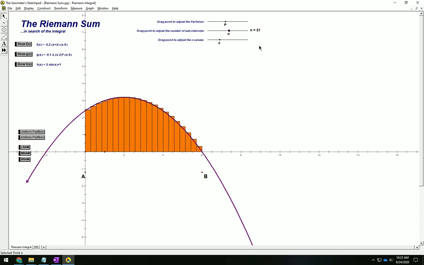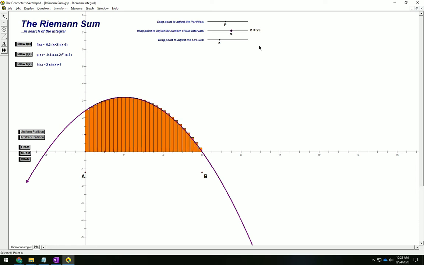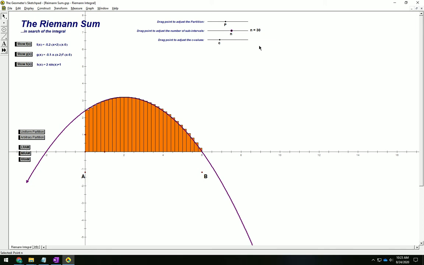Notice over here I'm up to 20 rectangles, now 25. Take a look here, I'm at 30 rectangles. Is this the exact area under the curve? Did I find it precisely? No. I can see the little gaps of white in there still, and I can see that I'm overshooting over here in a couple spots. So it's not perfect yet, but is it looking better?